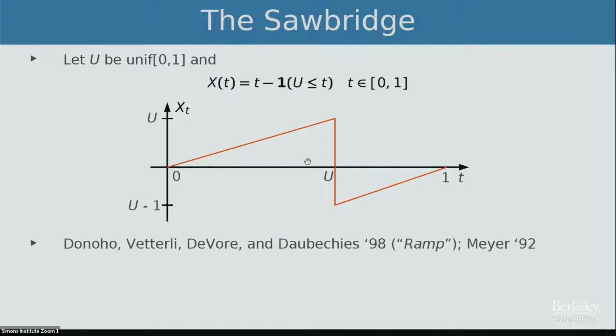We did not invent this process. We learned about it from this very nice survey paper by Donoho et al. They call it the ramp. We call it the Sawbridge, both because we think it's a more descriptive name for this process. It's a bridge, right? It starts and finishes at the same value. And also we want to use the word ramp for another process that comes later in the talk. So we're going to change the name. They credit Meyer '92.